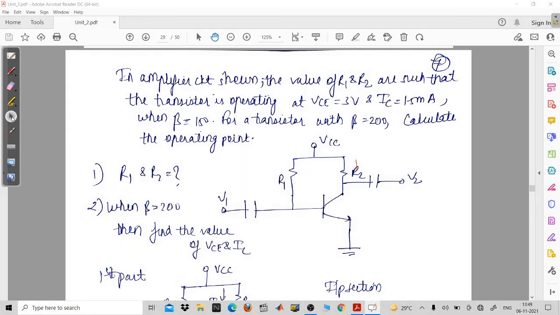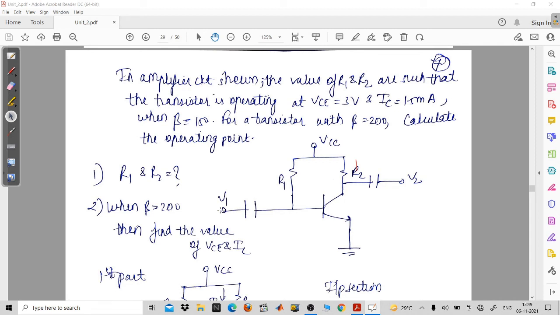Now you can see in this circuit the capacitor is given to you. The capacitor at the input side and the capacitor at the output side. Now why is this capacitor important? The capacitor is going to block the DC.